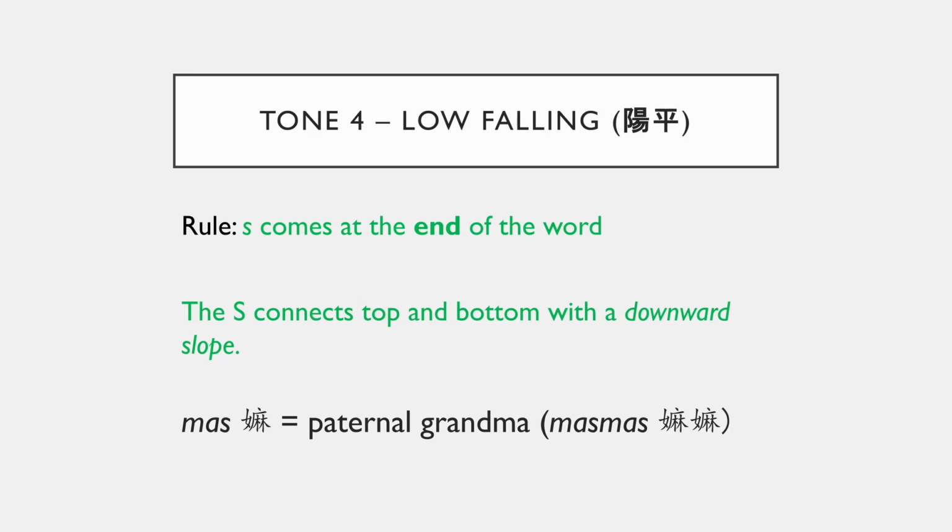The next three tones all start in the low pitch range. The first of them is tone 4, which is the low falling tone. So it's a falling tone. And this tone uses the letter S, which comes at the end of the word. All right, so let's go back to our trusty diagram. Why the letter S? Well, when you draw the letter S, you notice how it has a top part and a bottom part. Think of those as the difference between a mid-level and a low level, and the line that goes in between them represents a falling tone. So as it goes from left to right, it goes from top to bottom.